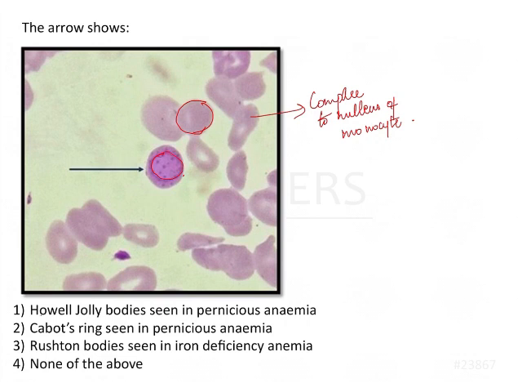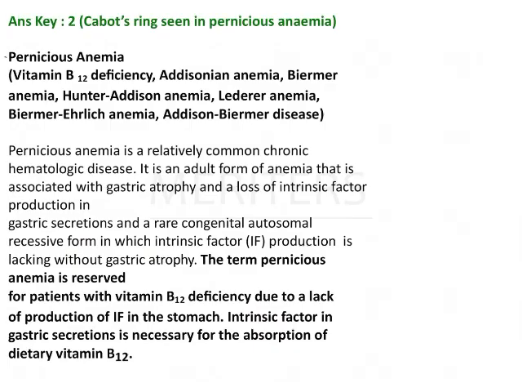So the options over here that you can see are Howell-Jolly body seen in pernicious anemia, Cabot's ring seen in pernicious anemia, Rushton body seen in iron deficiency anemia. So the answer over here is Cabot's ring, and we'll get into the details of that now.